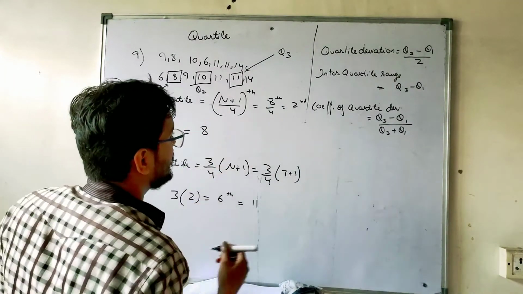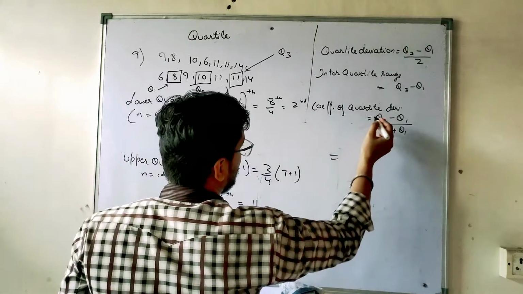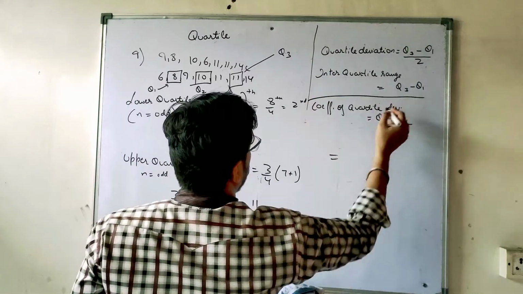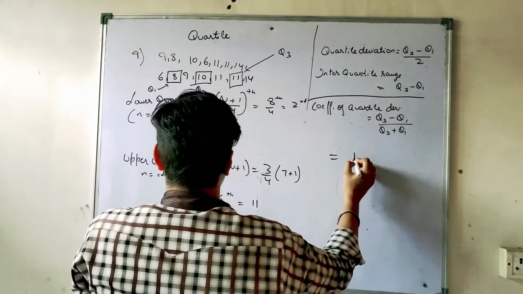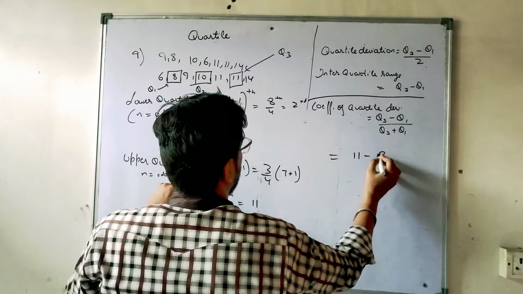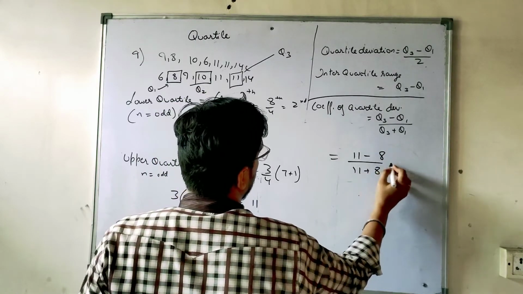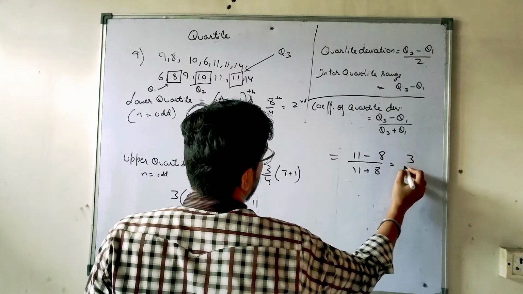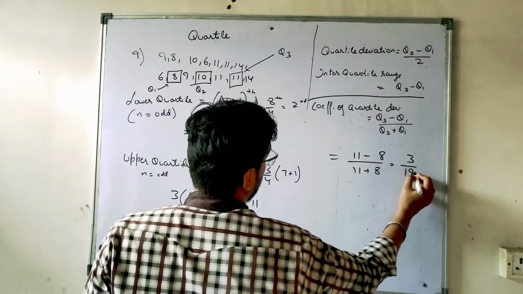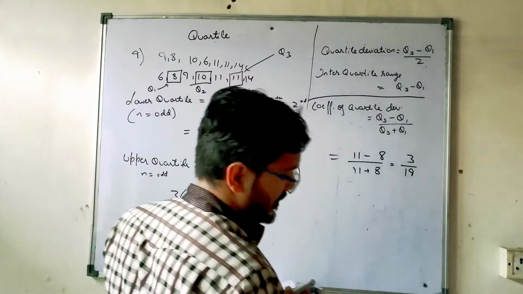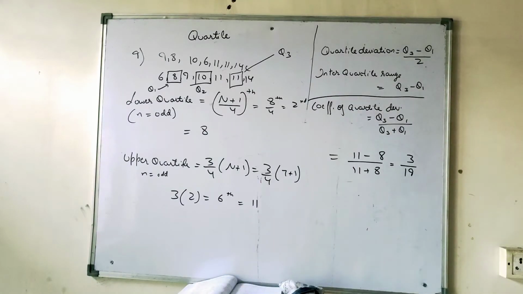We have to find the coefficient of quartile deviation. Let's put the values into the formula. Q3 is 11, Q1 is 8, so 11 minus 8 upon 11 plus 8. 11 minus 8 is 3, so 3 upon 19. 3 upon 19 is our answer for question number 9.